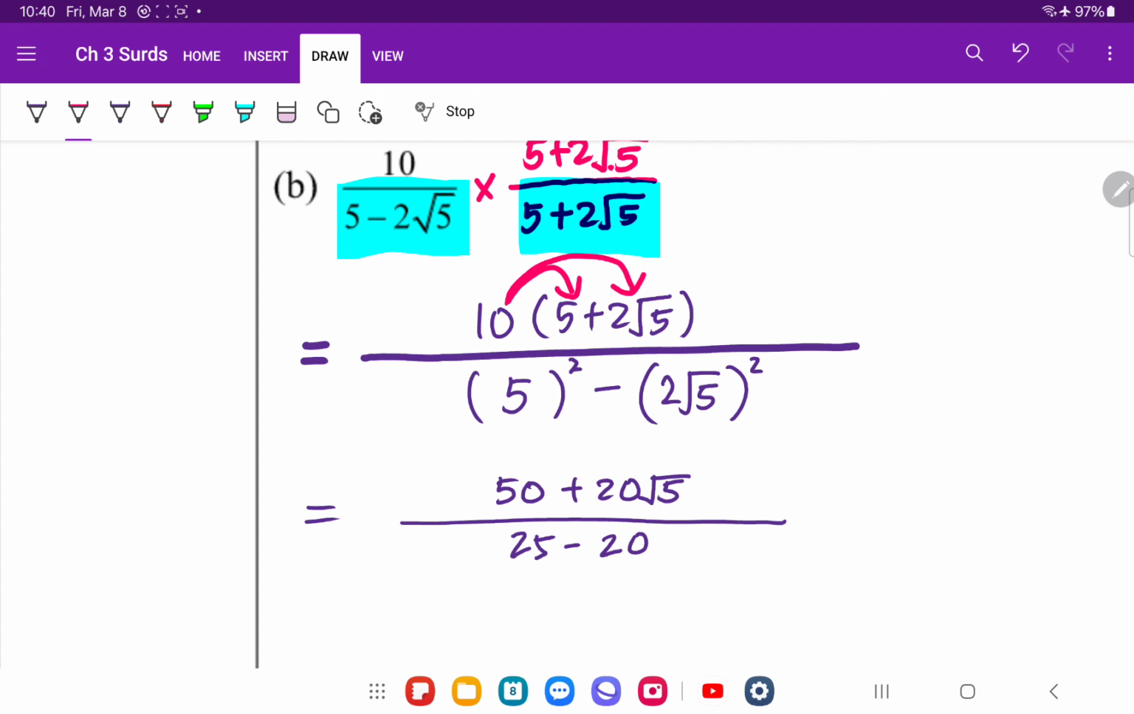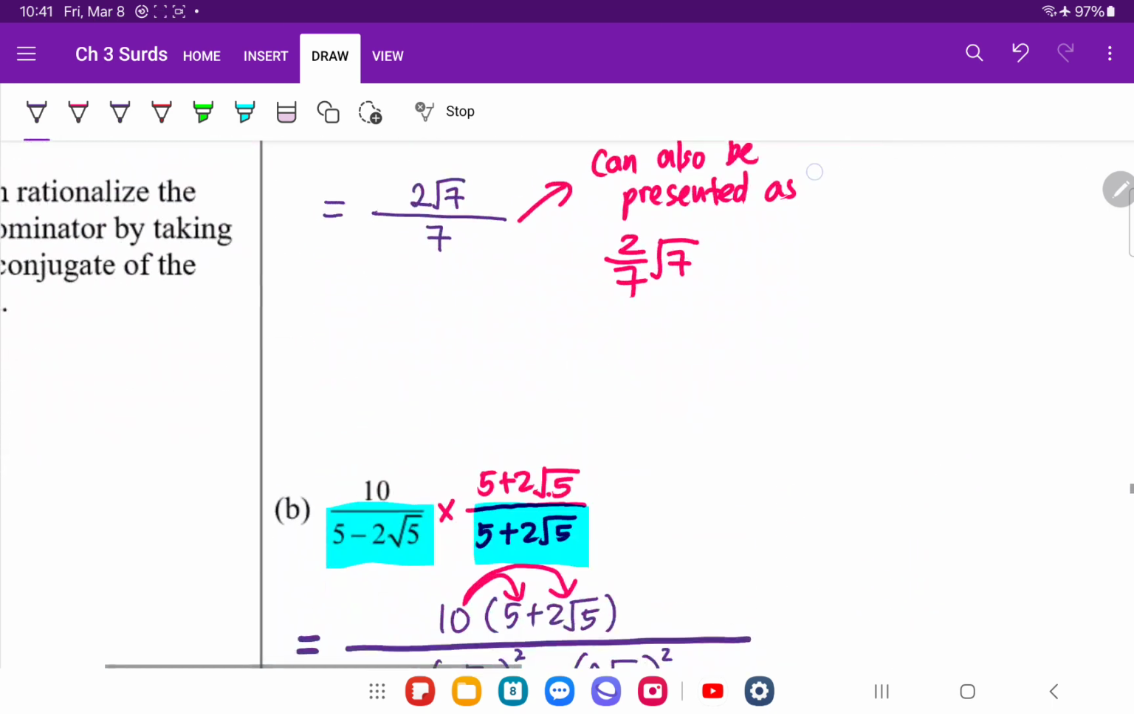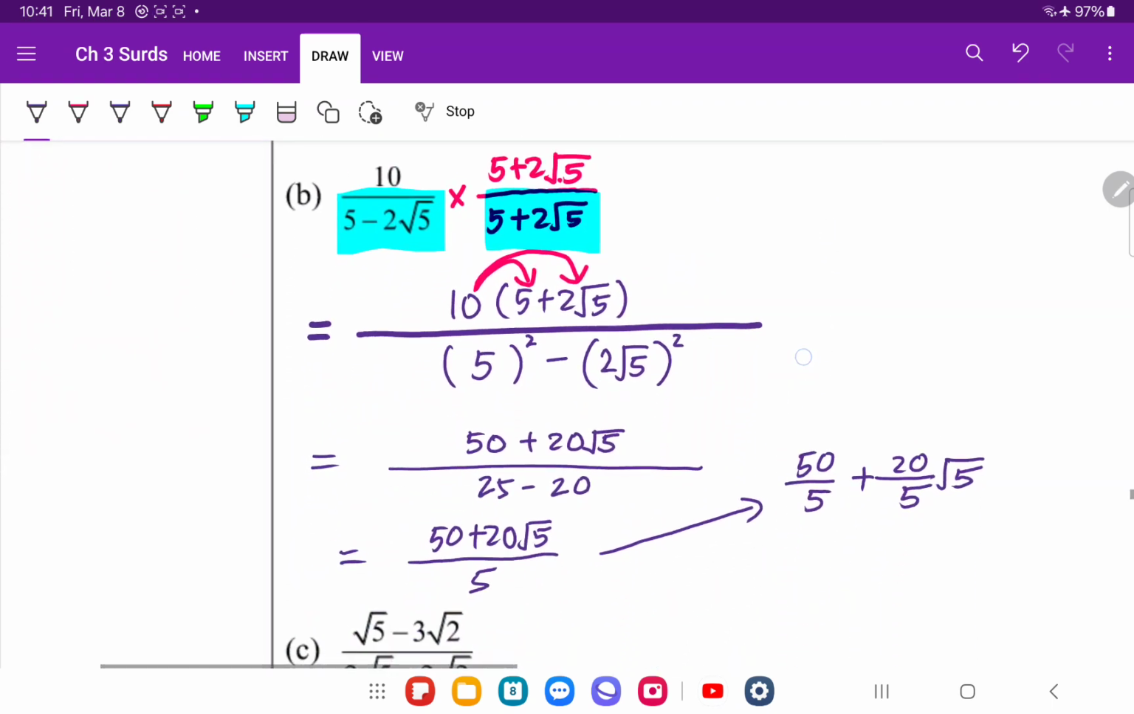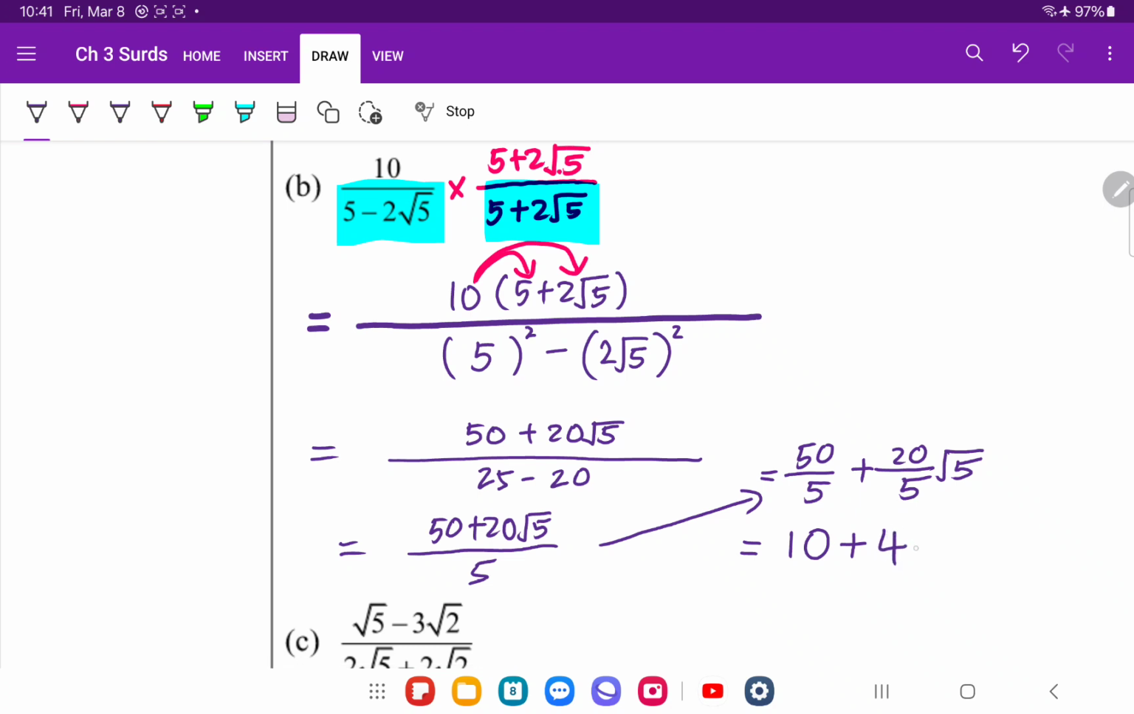Okay, next, denominator. What is 25 minus 20? 5. Yes, it's just a 5. And then numerator, I get 50 plus 20 square root 5. Now, at this step, it is always important to split the fraction. So, splitting the fraction gives me 50 over 5 plus 20 over 5. Now, the surd can be placed at the back. But the 50 over 5 can be simplified into 10. Must I simplify? Yes, you must always simplify. And then 20 over 5 is 4. And that's it. This is your final answer.